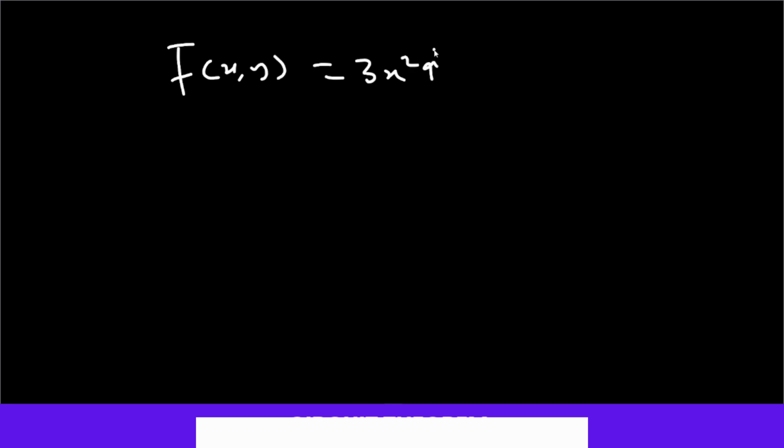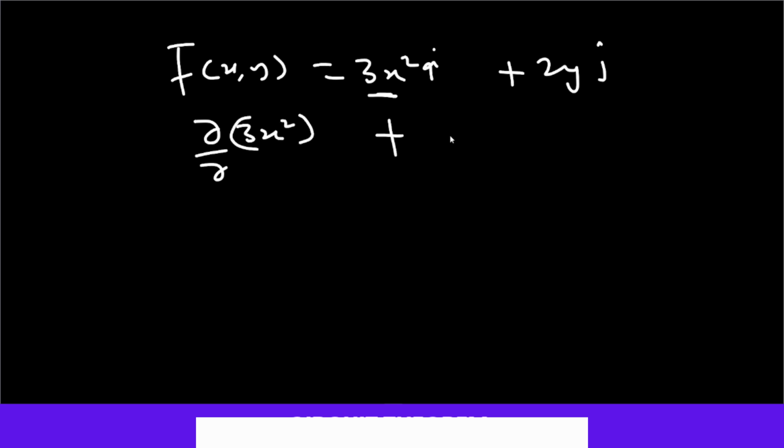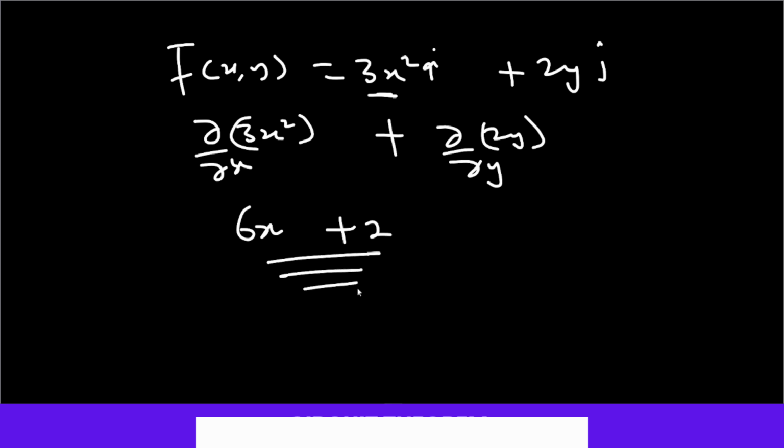3x squared i plus 2y j, almost the same thing. So we are just going to take the partial on the plane, which is 3x squared, plus the partial on 2y. If we differentiate with respect to x, you're going to get 6x, plus 2y will give us 2. Okay, so this is the result.